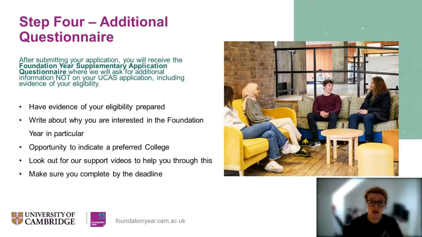So after we receive your application, we then send you an extra form to fill out. This is how we find out more about what makes you eligible for the course, what interests you in it, and if you have a preference for a certain college at Cambridge. It basically provides us with information that we can't get from your UCAS application that's specific to the course at Cambridge. You do need to complete this to a deadline, so I recommend checking out in advance on our website so that you're prepared and know exactly what's being asked of you at that stage.